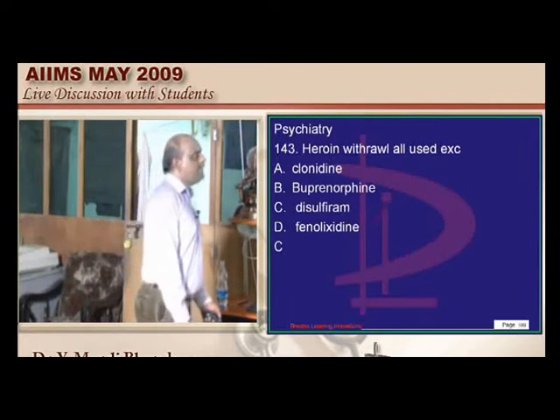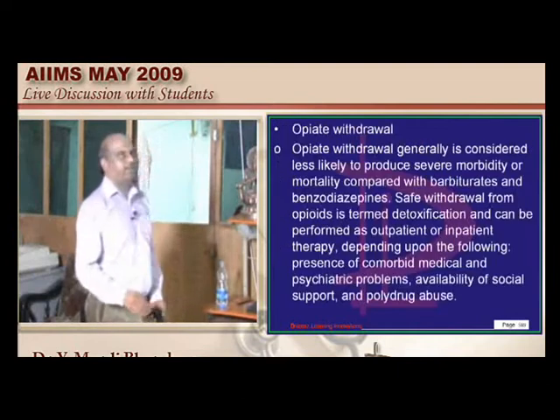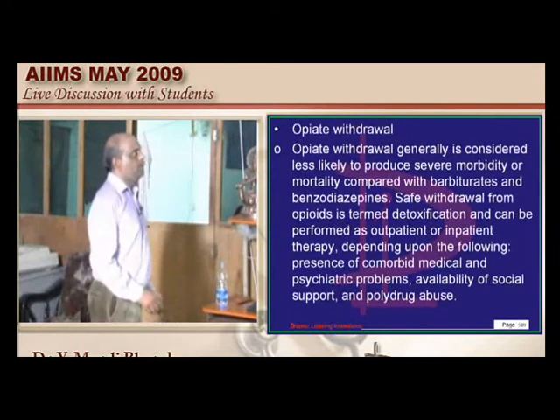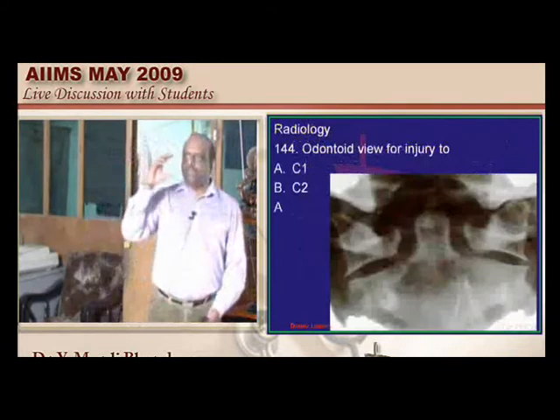So we do not use disulfiram, which is used generally in alcohol. Clonidine and buprenorphine are very much used, as is methadone; they are all used in the case of heroin withdrawal.